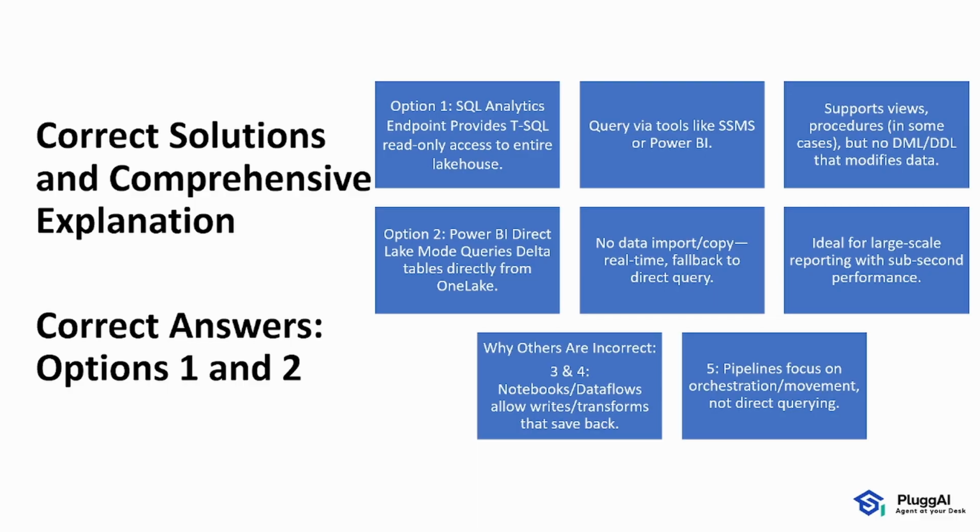Now, why do the other options not work for this use case? Notebooks with Delta write? Well, the clue is right there in the name. Spark notebooks in Fabric are incredibly powerful for data engineering. You can clean data, transform it, merge, upsert, but you can also very easily write back to the Lakehouse with df.write.delta. That's great when you're building silver or gold layers, but it's definitely not read-only.